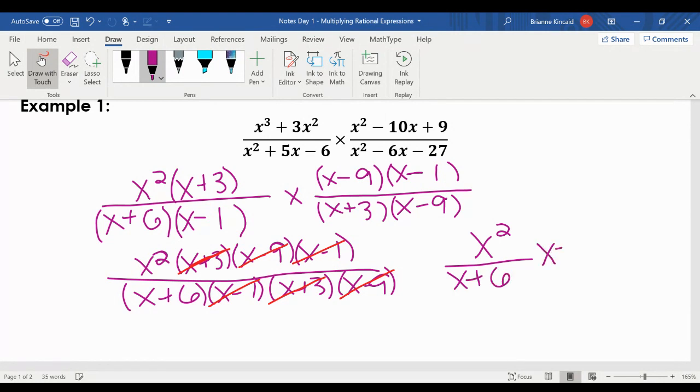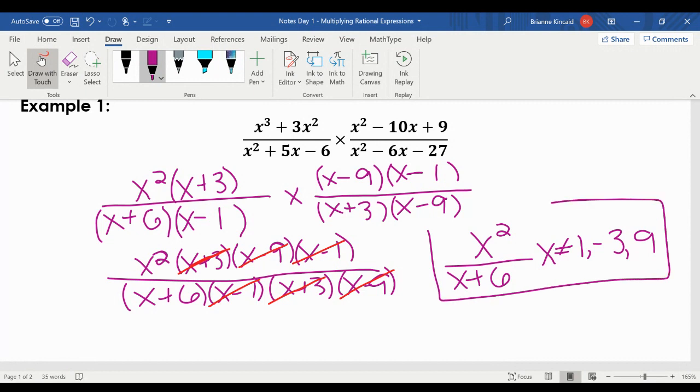So anything that I've crossed off that I no longer see in the denominator. I crossed off x minus 1. If I plug in 1 there, that would give me 0. I've crossed off x plus 3. If I plug in negative 3, that would give me 0. And I've crossed out x minus 9. If I plugged in positive 9, that would give me 0. So in this case, you have 3. That's your final answer.